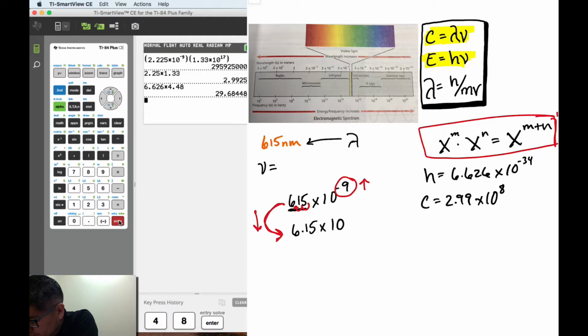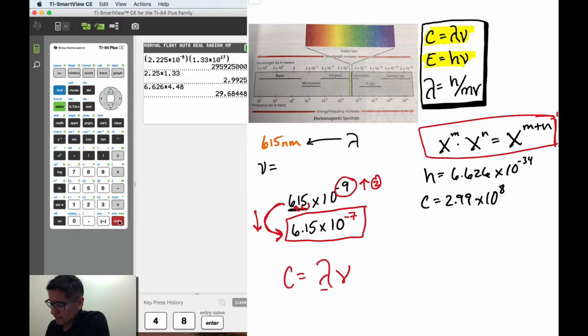That means this exponent changes by 2, but it goes up by 2. So it goes up by 2, so that means it is negative 7. And this is what I'm working with here for my lambda. So going back to my equation, speed of light equals lambda times nu. I've been given lambda, but I need to find nu, so that means my new equation is speed of light divided by lambda equals nu.